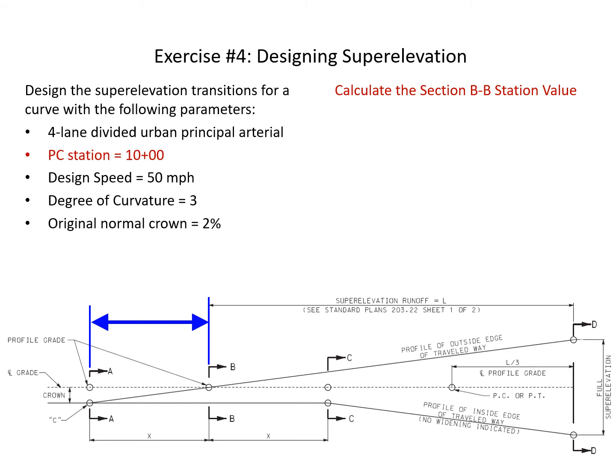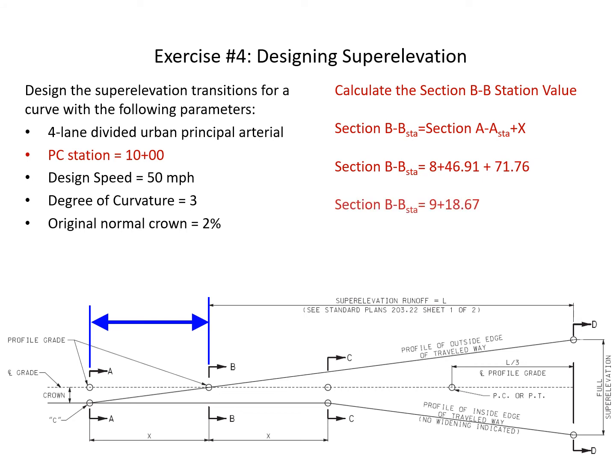Now let's calculate the section BB station value. So we just calculated the station value at AA, so all we have to do is go up a value of X to get our BB station. If we plug in the values, we get the following. And for our BB station, we get 9 plus 18.67.